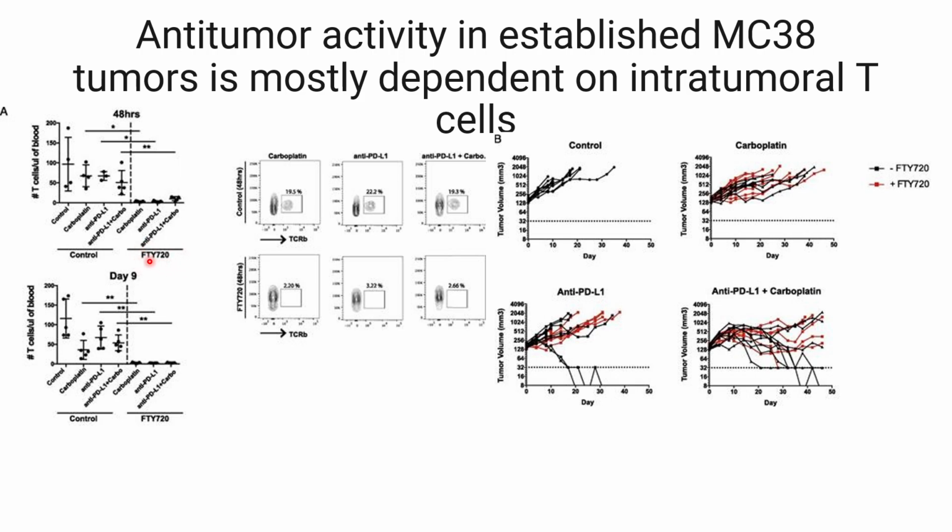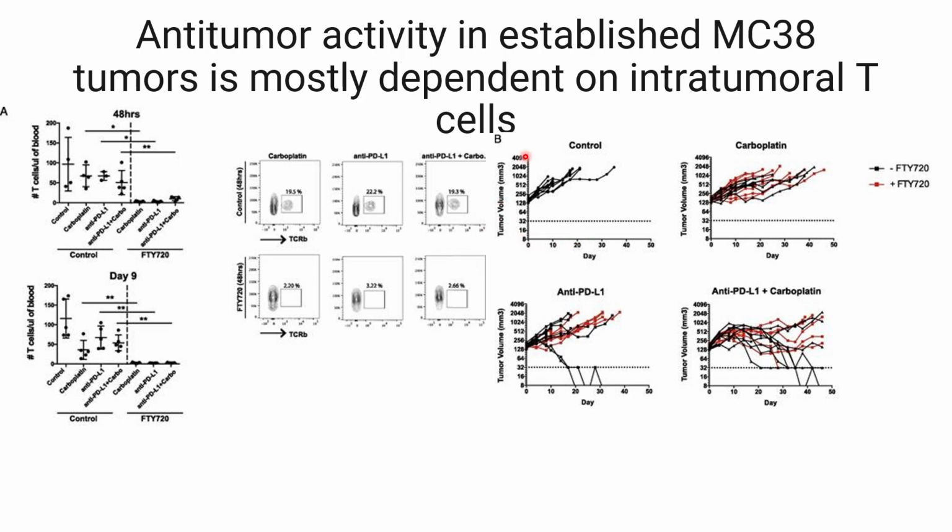So in this case, they can see that all the carboplatin anti-PD-L1 and anti-PD-L1 carboplatins has no T cells, since the T cells are not able to infiltrate at the site of tumor. And this is after 2 days, and this is after day 9. And they also confirm this experiment using flow cytometer that the T cell receptors are absent when the cells are treated with FTY720 after 48 hours.